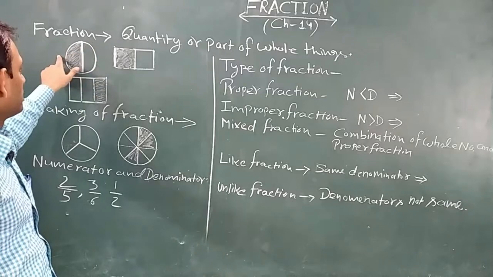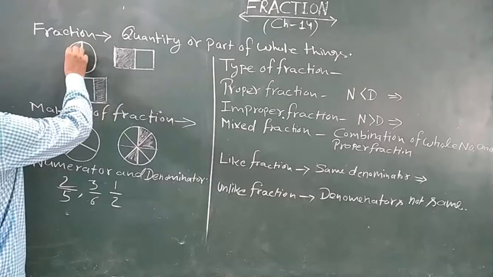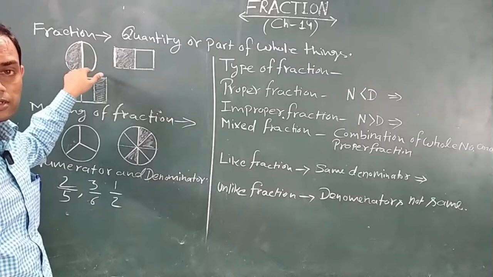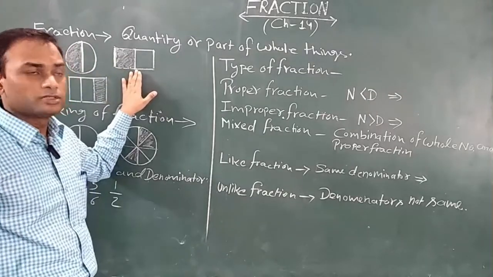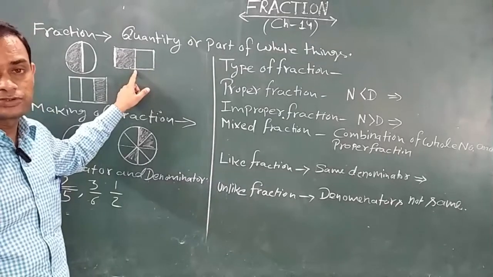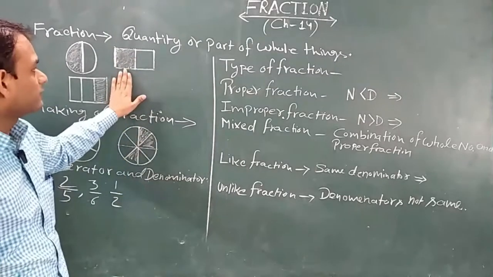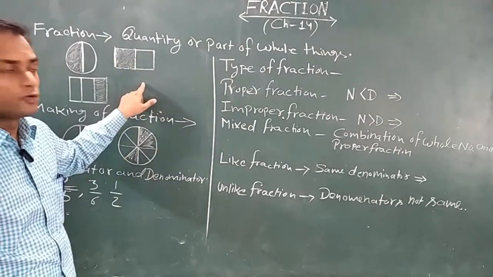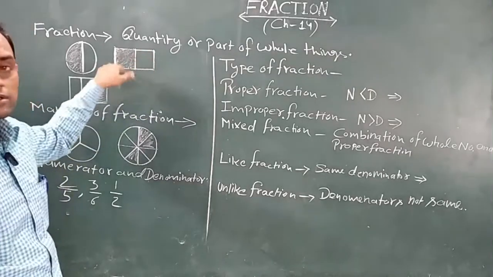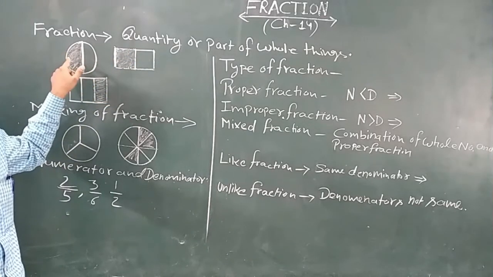Suppose this circle is there and we have just half of this. So this shaded half is called the fraction of this whole circle. Similarly here, this is a rectangle and we have taken half of this rectangle. So this shaded part will be called the half of this whole rectangle. And this unshaded part is also the half of this rectangle, and similarly here this unshaded part of the circle is half of this.